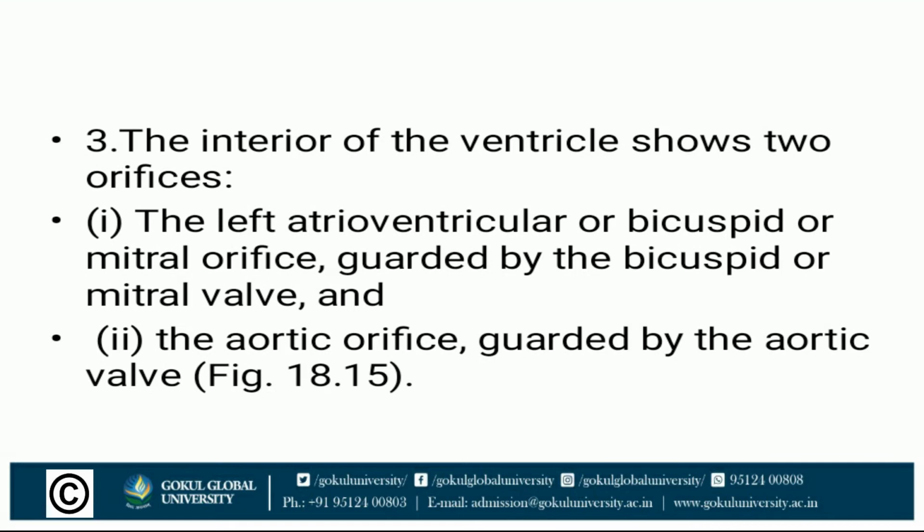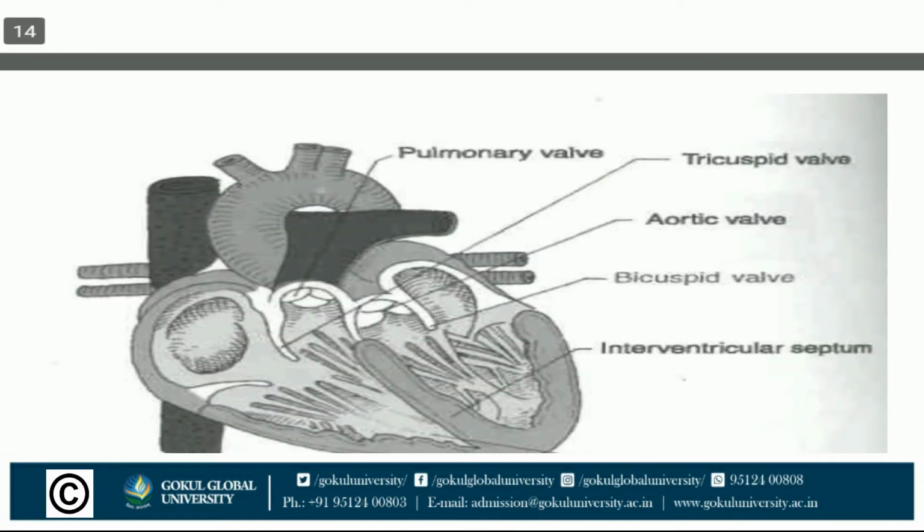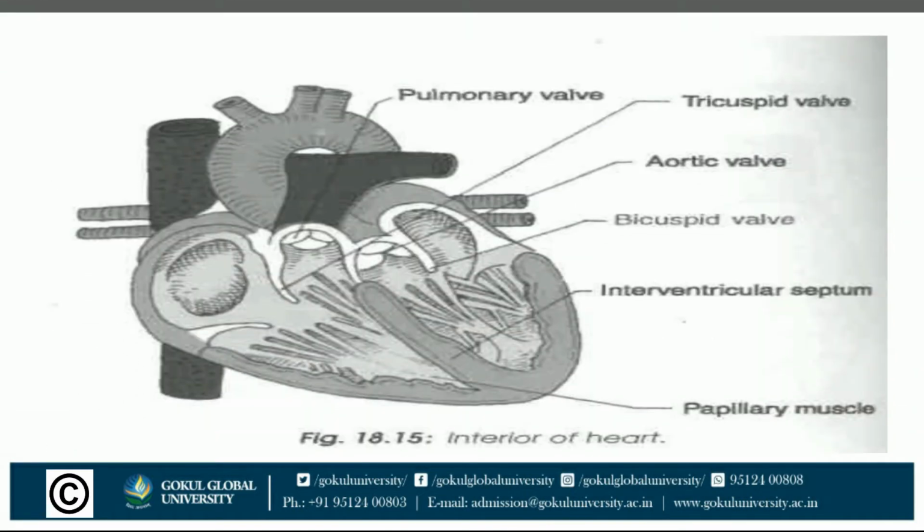The interior of the ventricle shows two orifices: the left atrioventricular orifice, or bicuspid or mitral orifice, guarded by the bicuspid or mitral valve, and the aortic orifice guarded by the aortic valve. In this diagram you can see the aortic orifice, which is guarded by the aortic valve, and the bicuspid or mitral orifice, which is guarded by the mitral valve.